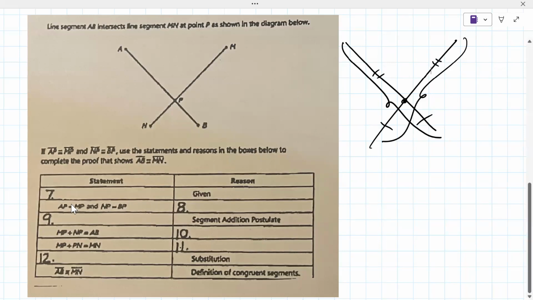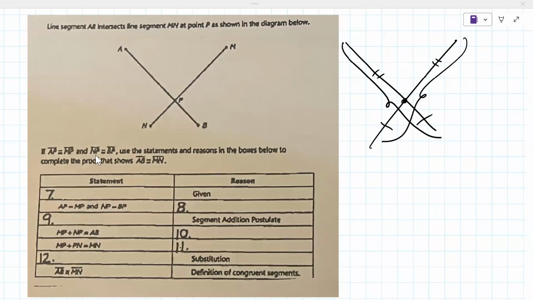Any idea why this is numbered 7, 8, 9, 10, 11, 12? It's just the spots you're supposed to fill in, in order. I think so. Yeah, weird.